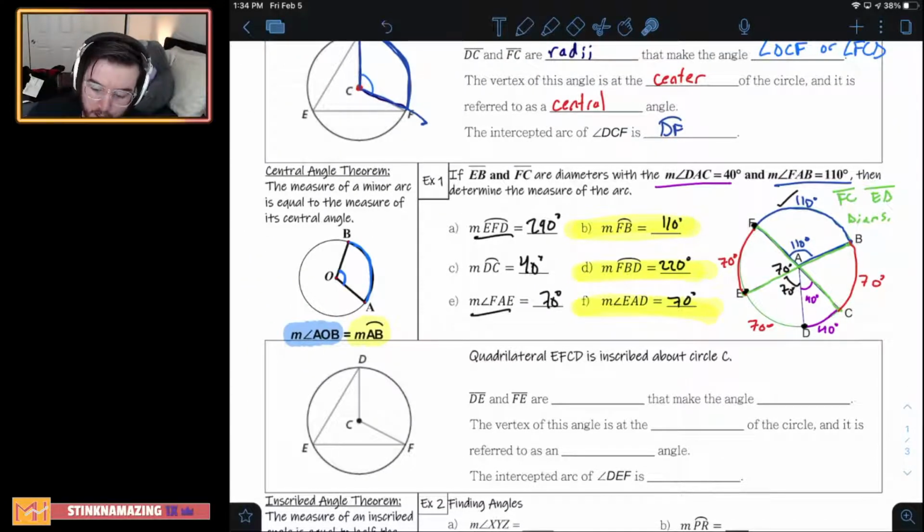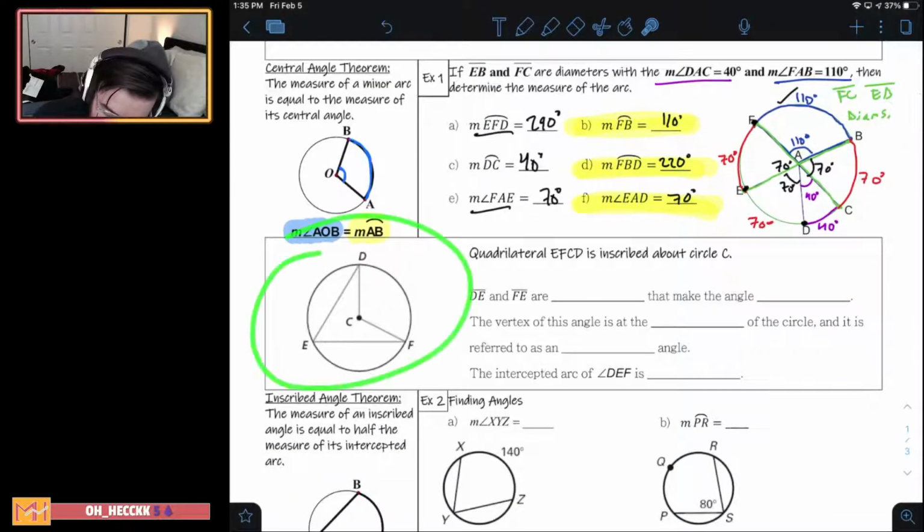Central angles are angles that have a vertex at the center. All of these angles in the center are central angles. By the way, this is 70 as well, right? And when those angles open up, they end up touching the circle, and the measure of the arc is the exact same as the angle. That's the big idea there. Pretty straightforward, right?